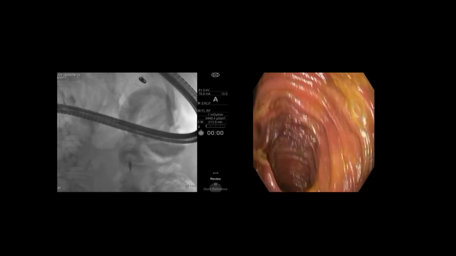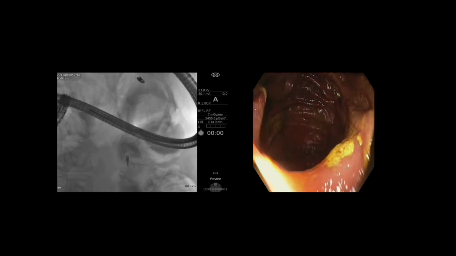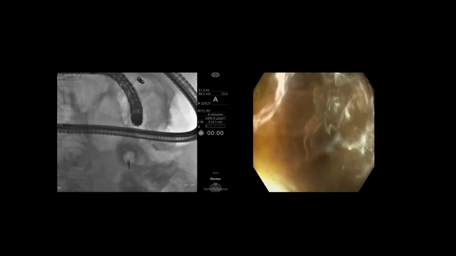Finally, the afferent limb is subsequently entered, and again the Lumen Apposing stent is identified as deployed successfully, both endoscopically and fluoroscopically. Final confirmation of fluoroscopy is seen here.